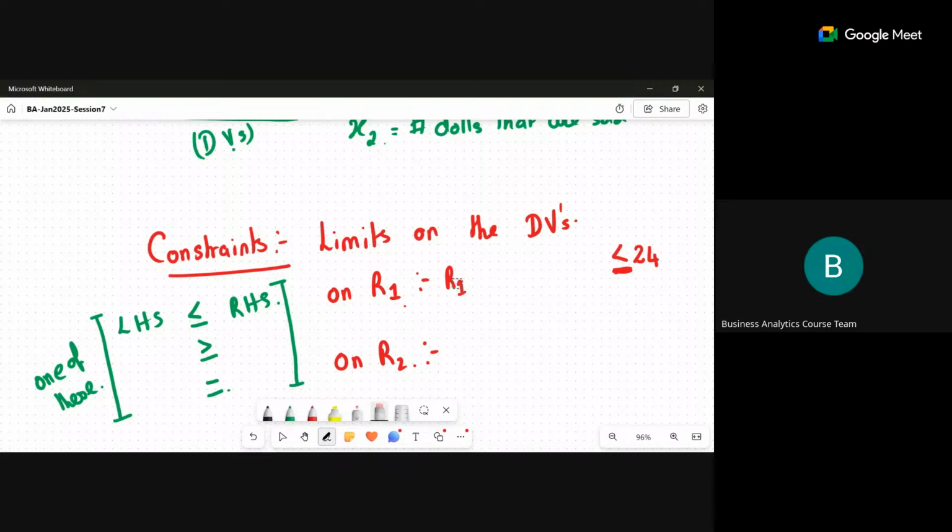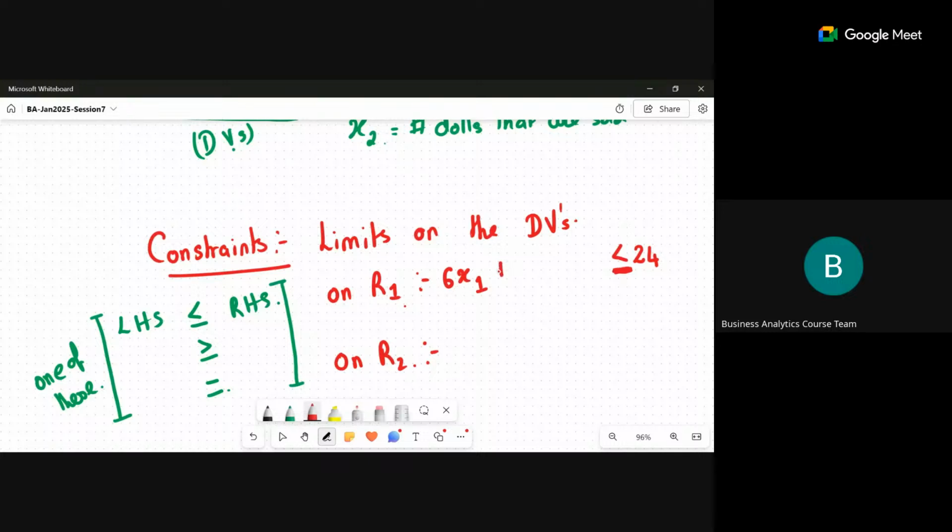These should be limits on your decision variables. So, what are the decision variables? The number of cars you are going to produce, the number of dolls I am going to produce. If I produce one car, how many units of R1 am I going to consume? For every car that I produce, how much R1 am I going to consume? 6 units of R1. So, if I produce one car, it is 6 units. If I produce X1 cars, I will consume 6 into X1.